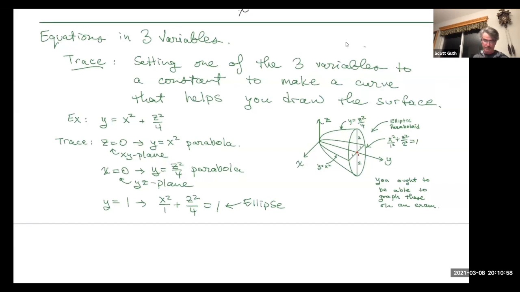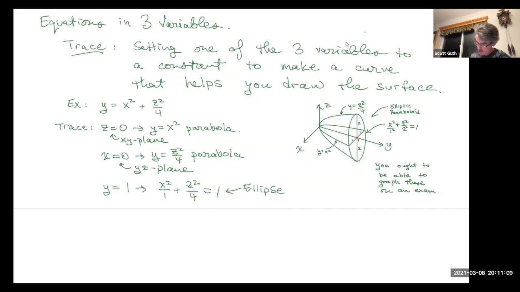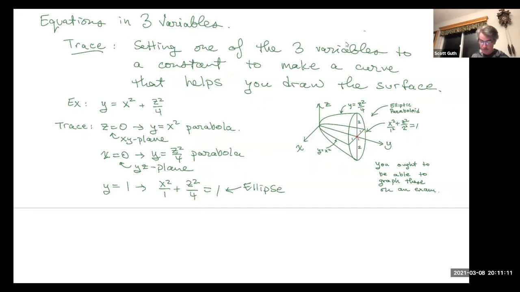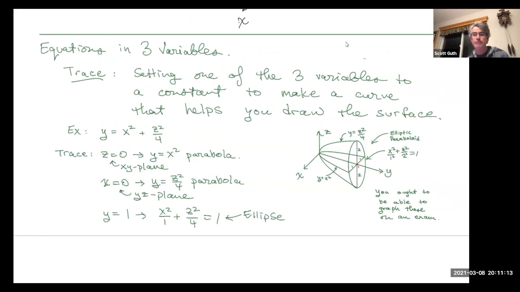What's another? I'm trying to do the stuff I'm very likely to do. Oh, let's do an ellipsoid. This is ellipses in every single cross section. So, any questions on this before we go on?